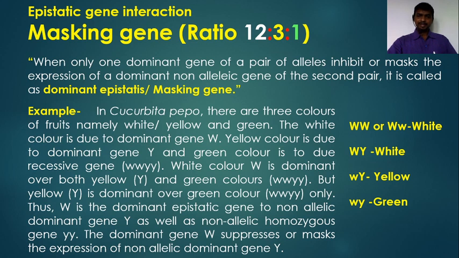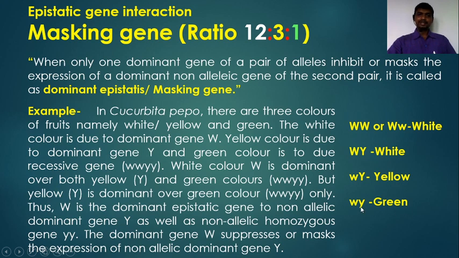But what happens here? When both genes occur together in an individual, if the W is dominant and Y is also dominant, then the phenotypic expression is white. The yellow expression occurs only when the W is recessive and Y is dominant. So the genotype small w capital Y is yellow. But for capital W capital Y, the phenotype is white. When both are recessive, small w small y, then the phenotypic expression is green.